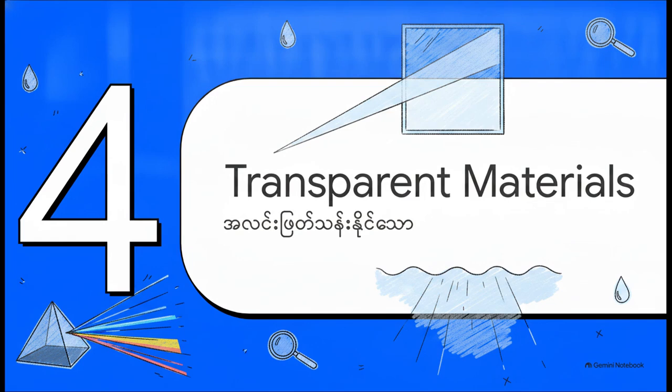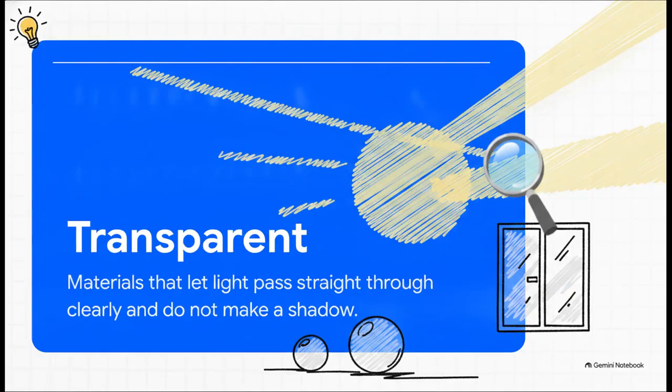Okay, but what if the light isn't blocked? That brings us to Section 4, Transparent Materials. This is basically the big exception to our opaque rule. So here's our working definition. Transparent describes materials that let light pass straight through them perfectly clearly. And because that light travels straight through without being interrupted, transparent materials do not make a shadow at all.